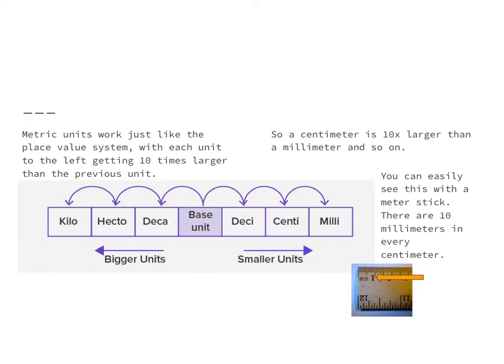You can easily see this with a meter stick. There are 10 millimeters in every centimeter. And here's one you can easily see on just a regular old ruler. On the opposite side, there's going to be centimeters. Here's the 1 centimeter mark. And if you count all those little tiny marks in between, which are the millimeters, you're going to find that there are 10 millimeters in that centimeter. 10 of these make one of those. 10 of these make one of those, and so on and so forth.